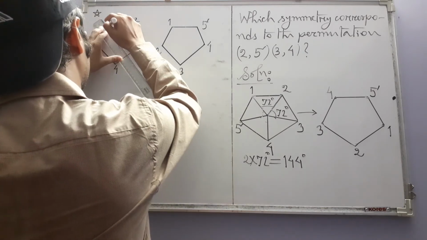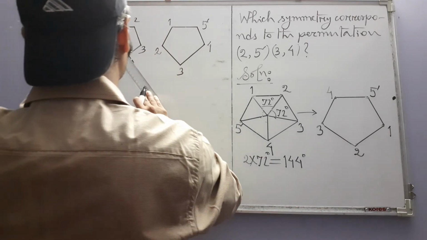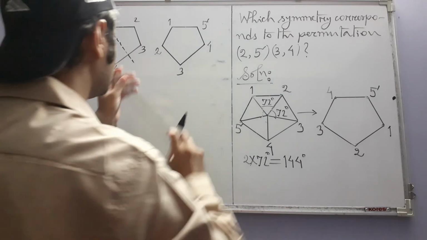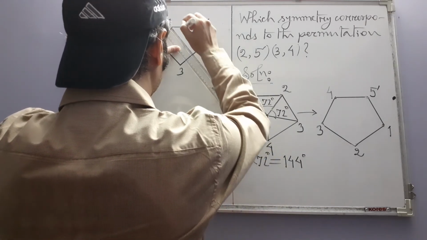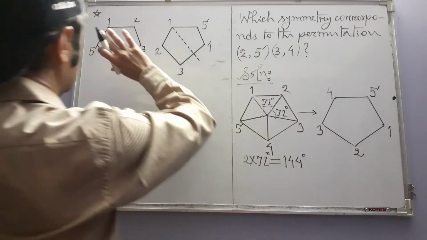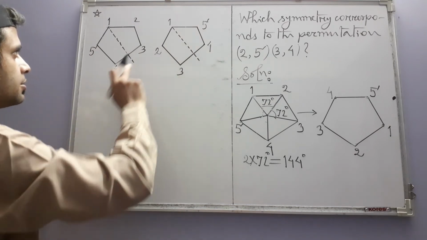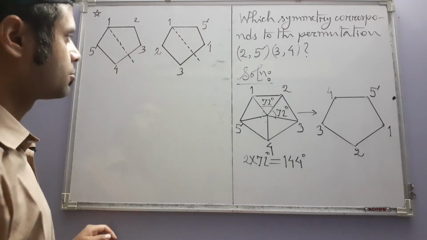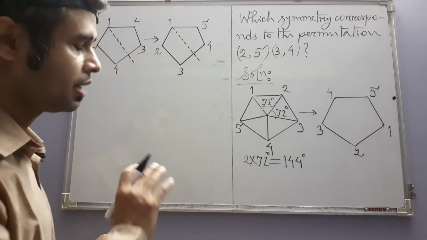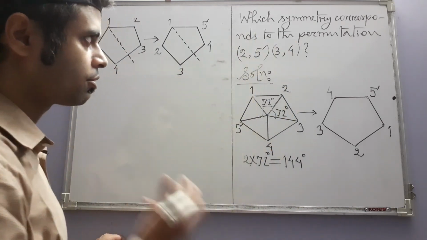There is a perpendicular that you can draw from the vertex 1 to the opposite side 3, 4. Now what happened here is that the pentagon got flipped along this axis, so that 2 and 5 got interchanged and 3 and 4 got interchanged. So that is the geometric symmetry that this transformation or this permutation corresponds to.